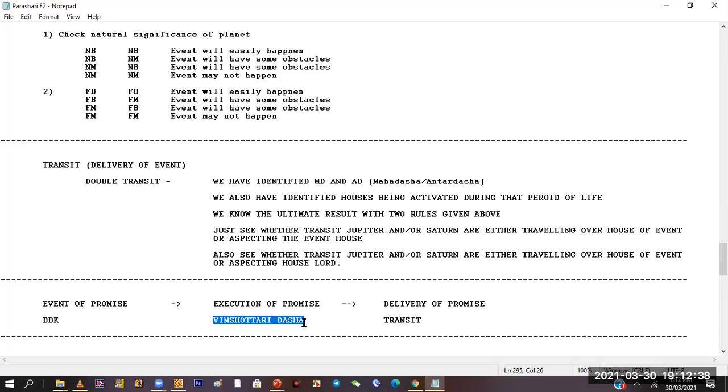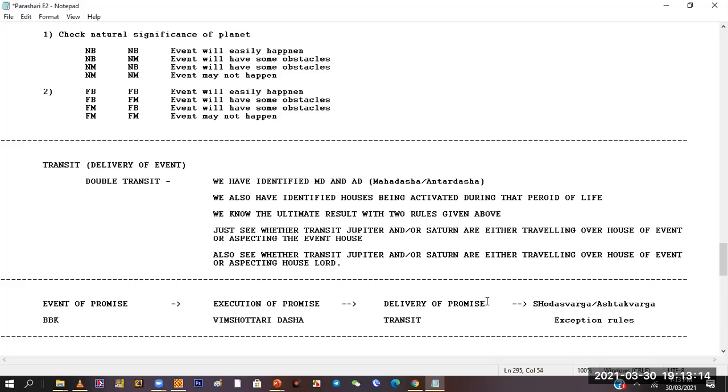But tell me, even if everything is saying yes for an event and the event is not happening, what would be the cause? So we can say that Shodasvarga and Ashtakvarga are exception rules. What do you mean by exception?